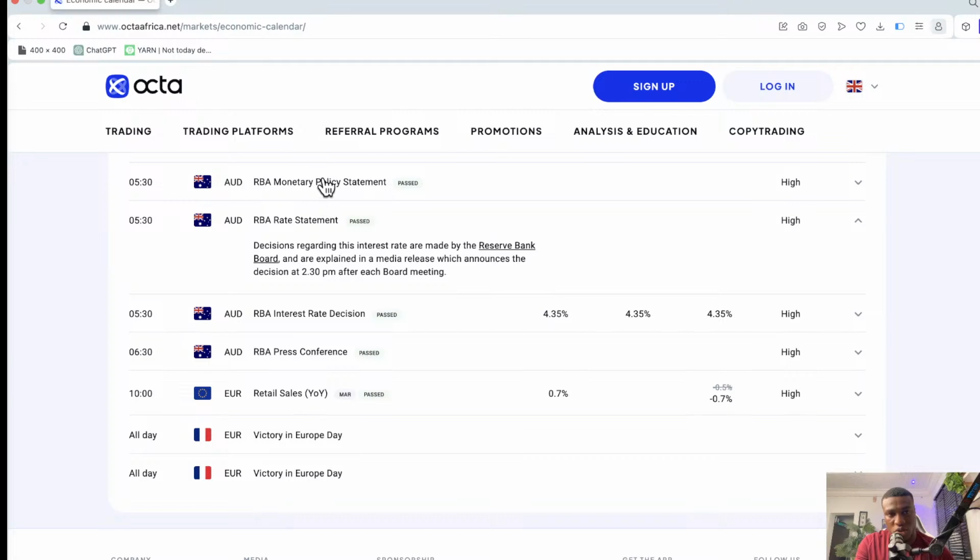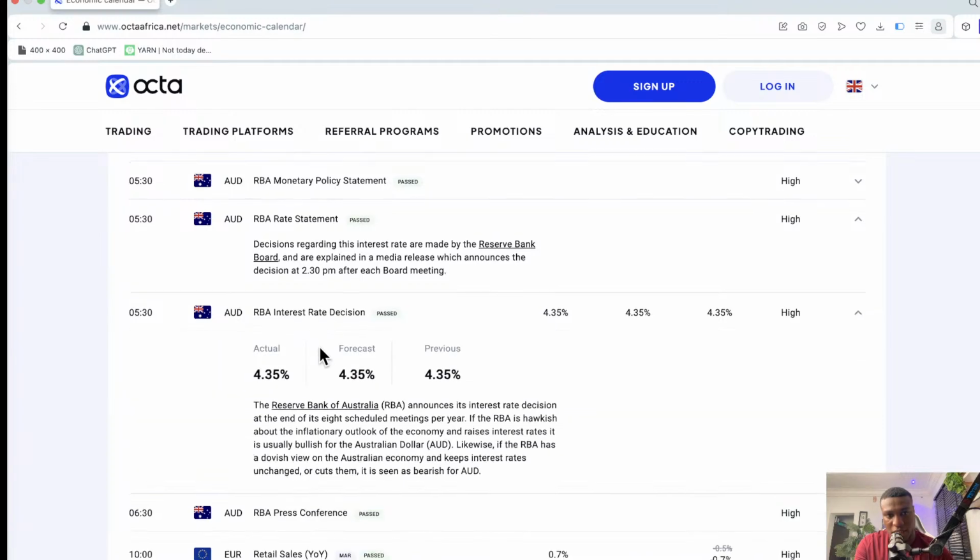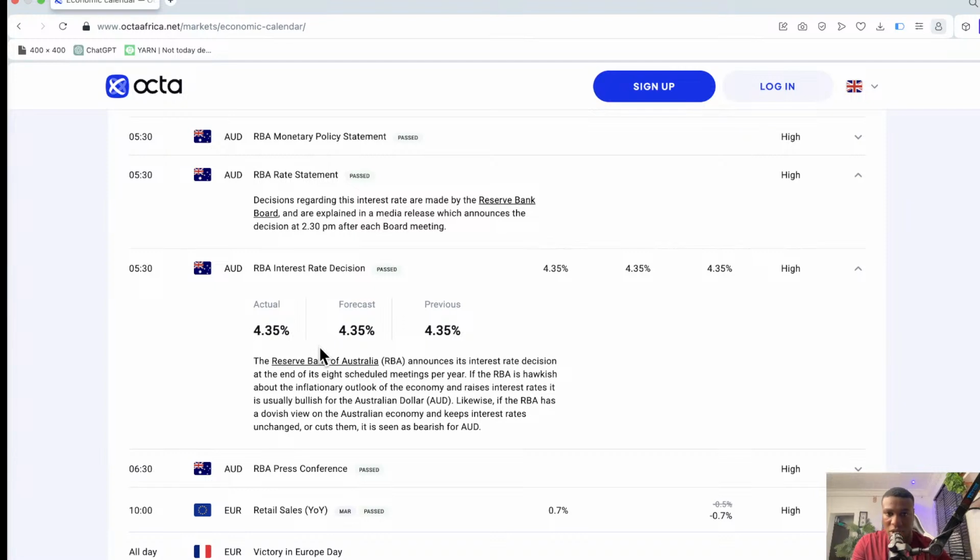So we want to pay attention to this, and most importantly, this as well, which is the RBA interest rate decision. This is the announcement of the decision of the Australian Central Bank, which is the RBA. Always take note of this abbreviation, guys, because in some articles and reports, it will just be abbreviated as RBA, right? So you just know that that's the Reserve Bank of Australia. The interest rate decision is the announcement of the RBA's decision on whether to change, maintain, or adjust the official cash rate.